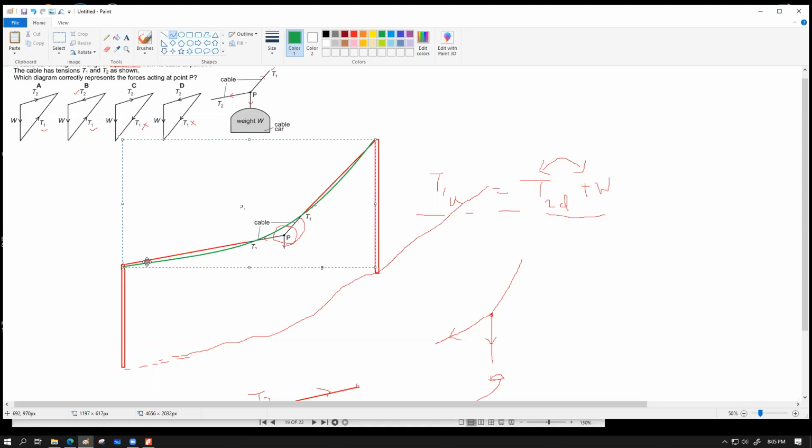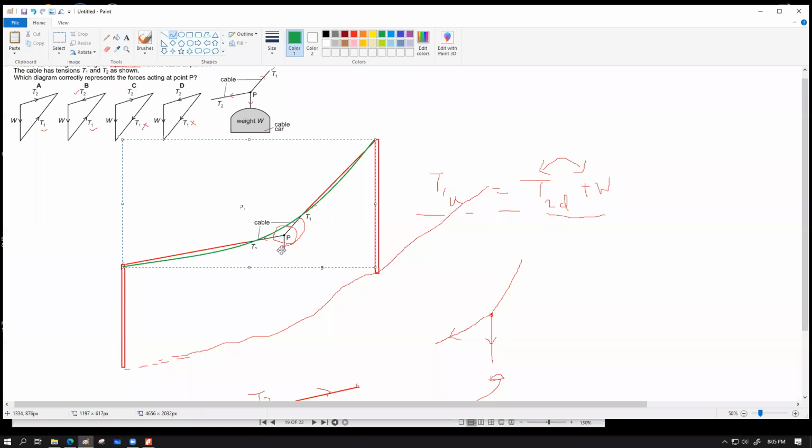Yeah, that's correct. But the direction is always going to be outward from the point P. I said this information wrong. When I was trying to get at this equation, I should have said that the direction of weight and the direction of T2 are not codependent. The magnitudes are codependent. My bad.